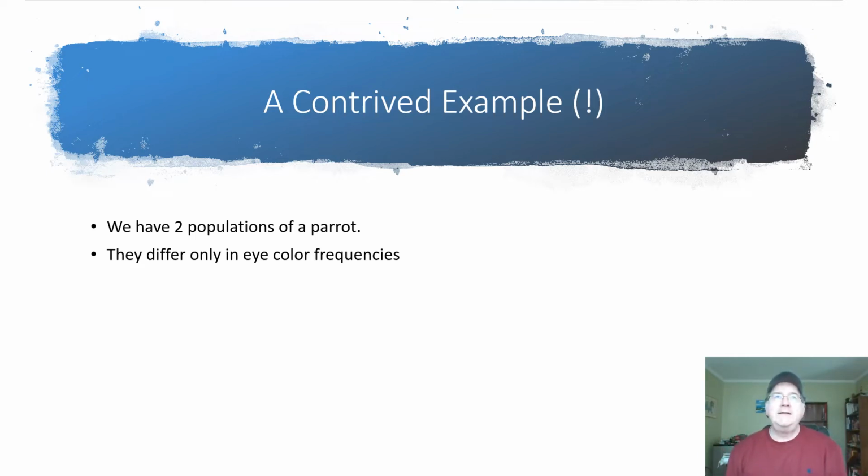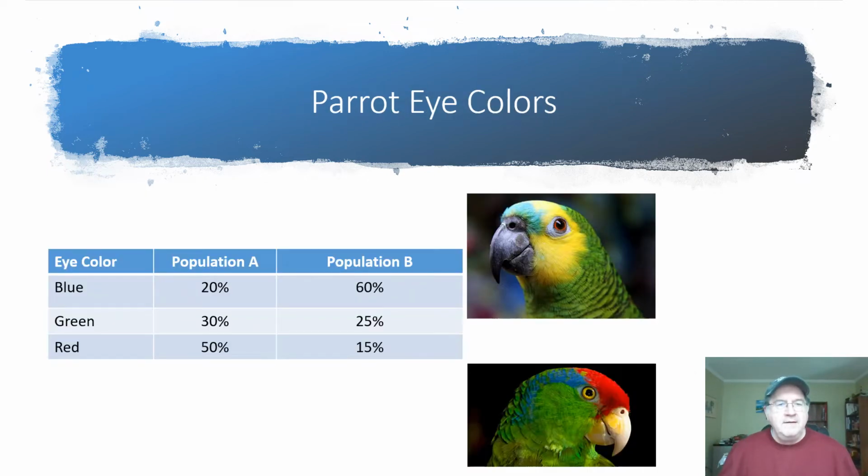we're interested in a particular parrot species, and there are two populations of these parrots. And these populations are identical. Well, I guess they don't have to be identical, but these two populations differ only in the frequency of eye color amongst individuals in those two populations. To give you some numbers, we have eye color, population A and population B. We have three eye colors, blue, green, or red.